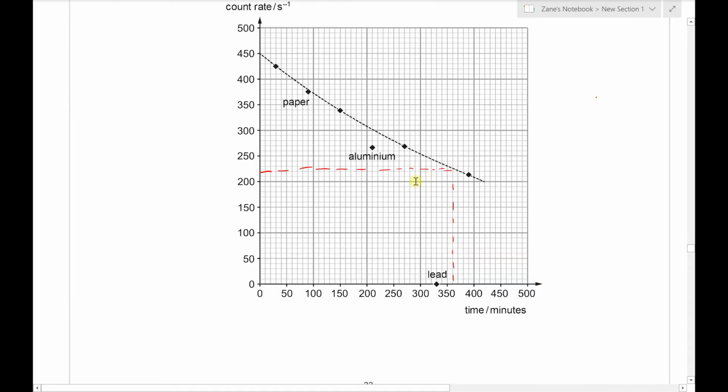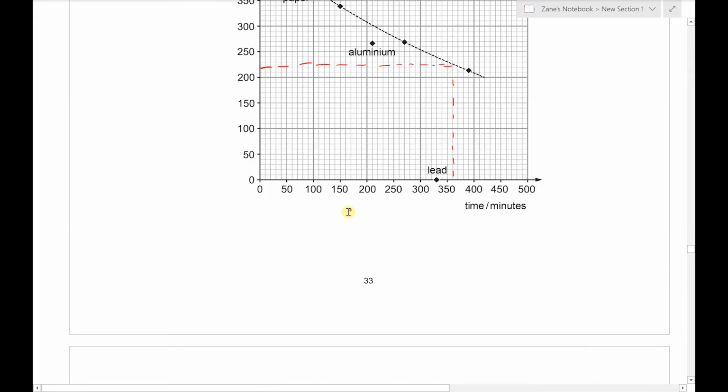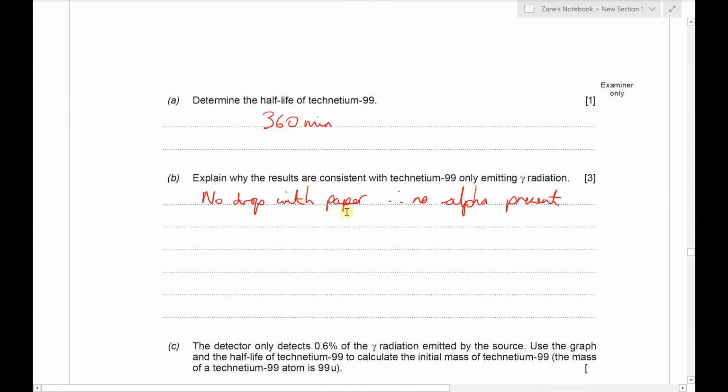Next, if we look at the graph, there is a drop with aluminium, so you might be excused for thinking that that meant that there was a small amount of beta radiation in the source, but we've been told that there's only gamma radiation, so we've got to explain why there's this little bit of a drop with the aluminium. That will simply be that the aluminium is absorbing a small amount of the gamma. So let's put that down. So drop with aluminium is due to a small amount of gamma being absorbed.